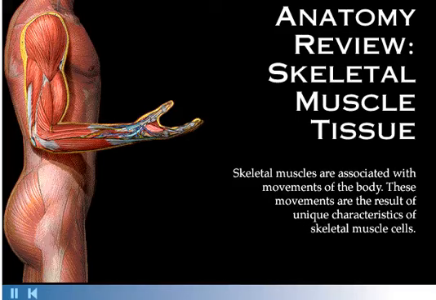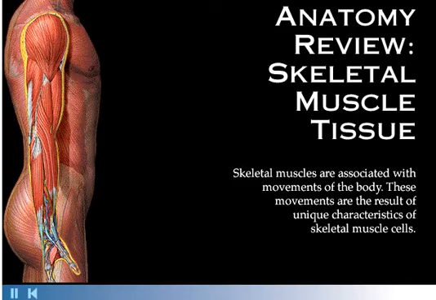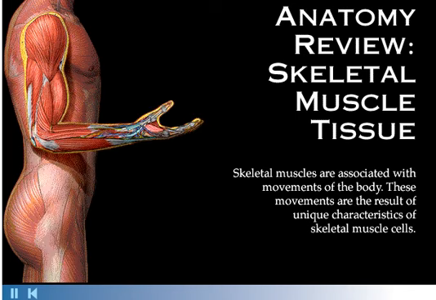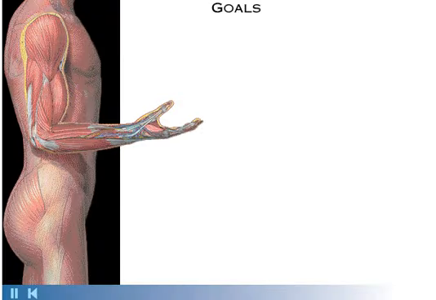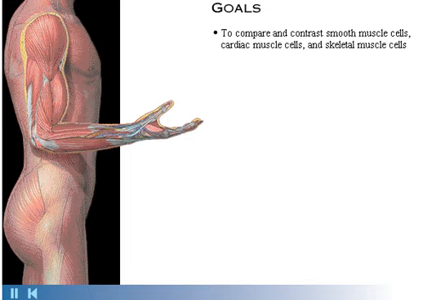Associated with movements of the body. These movements are the result of unique characteristics of skeletal muscle cells. Your goals for learning are to compare and contrast smooth muscle cells, cardiac muscle cells, and skeletal muscle cells.